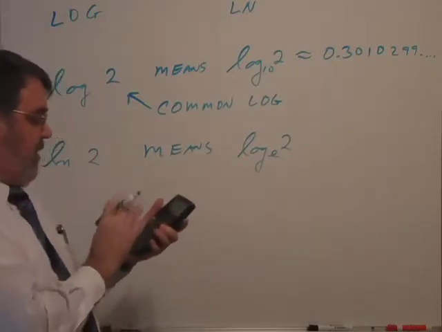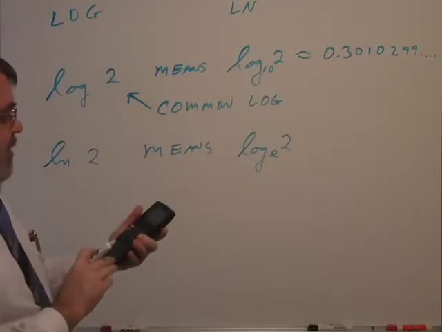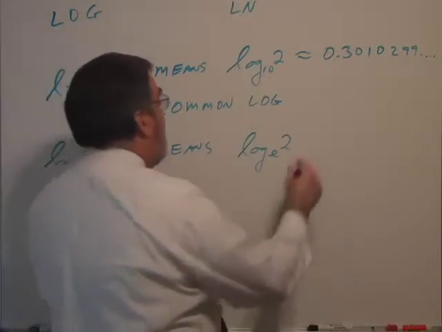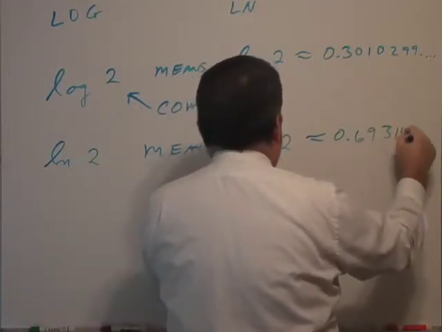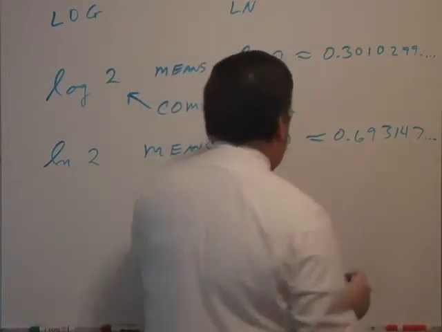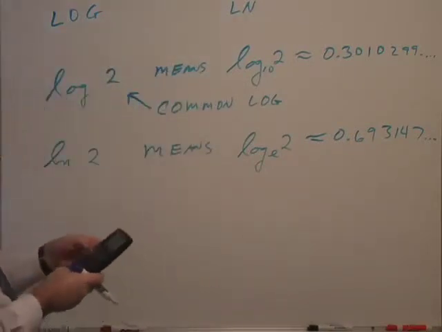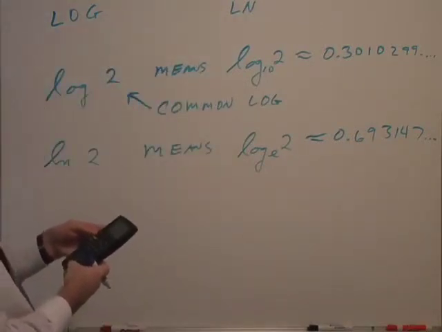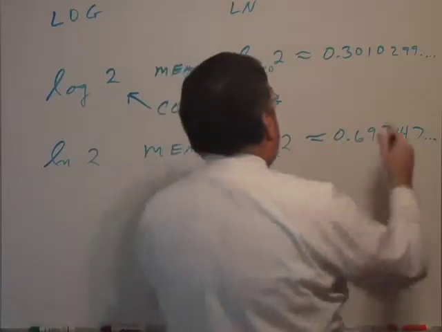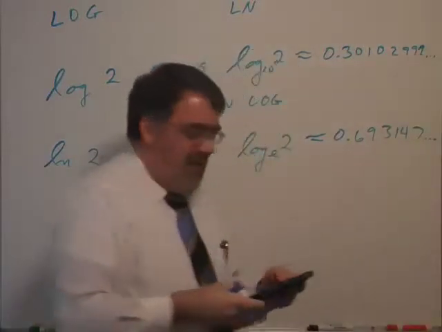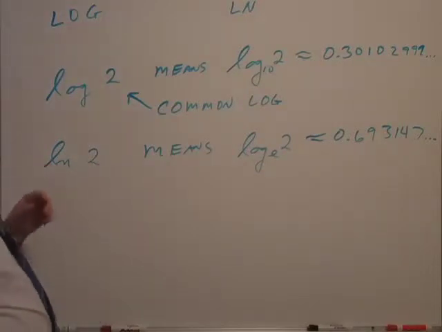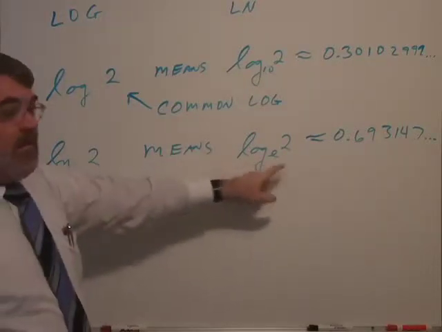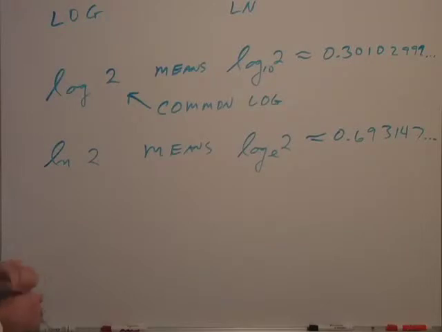Let's punch that in. You should try this on your calculator just to get used to it. 0.69. 0.693147, and so on and so forth. Alright, I didn't check my natural log of 2. Yep. Actually, it's got another 9 here. Okay. Well, anyway, so here's the natural log, the base e logarithm, written ln.